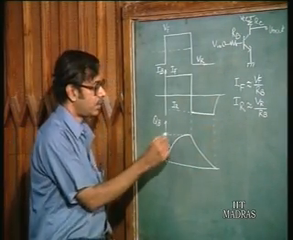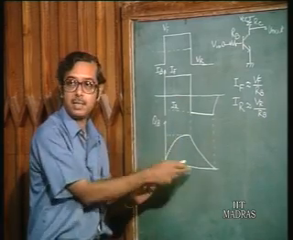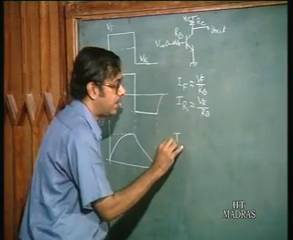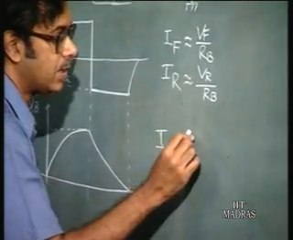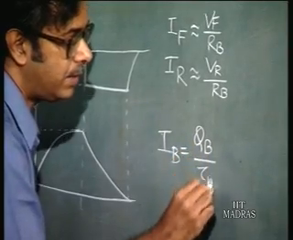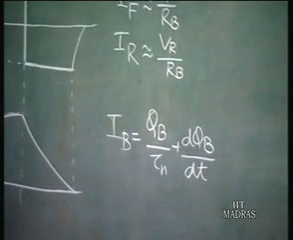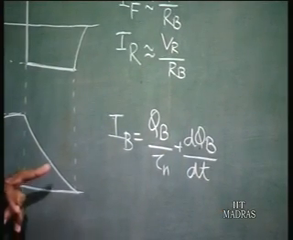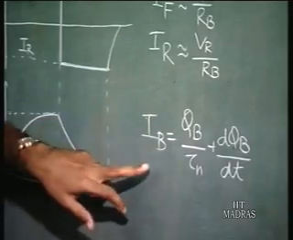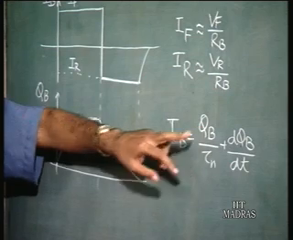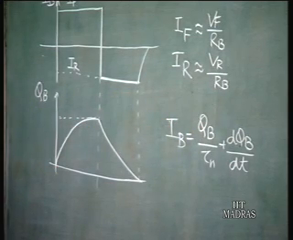Now, how do you calculate these base charges? What is the relation governing this? That we have seen, the familiar relation IB is equal to QB by tau n plus dQB by dt. You get this nature of the base charge variation if you solve this differential equation for QB, and of course you have to take the proper initial conditions. We have already done that.